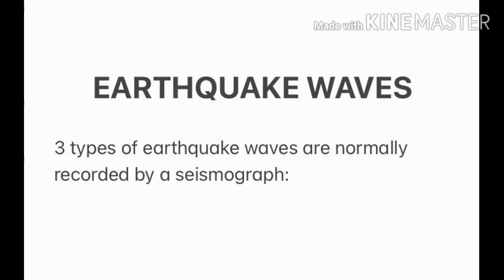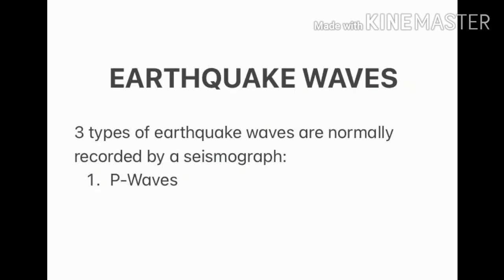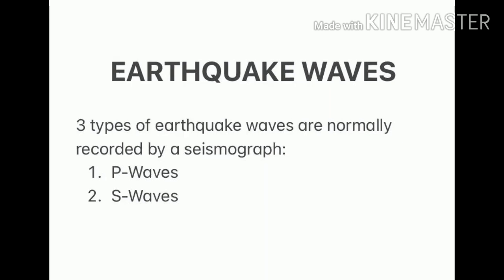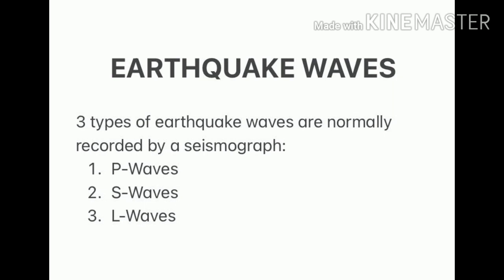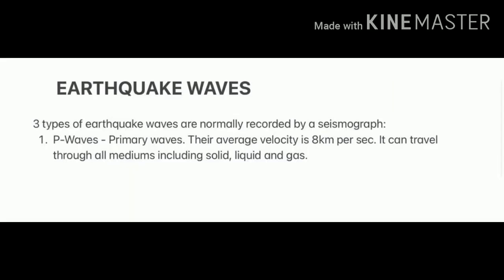So, when we talk about the three types of earthquake waves, firstly, we have the P waves, secondly, S waves, and thirdly, the L waves. Firstly, let us talk about the P waves. P waves, or the primary waves, are the longitudinal waves. Their average velocity is 8 km per second, which is higher than any other waves. P waves can travel through all the mediums, including solid, liquid, and gases.